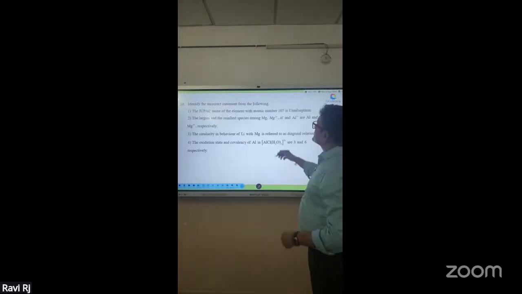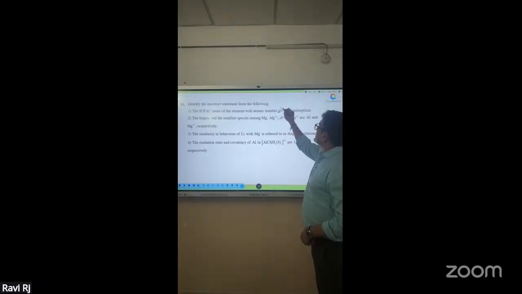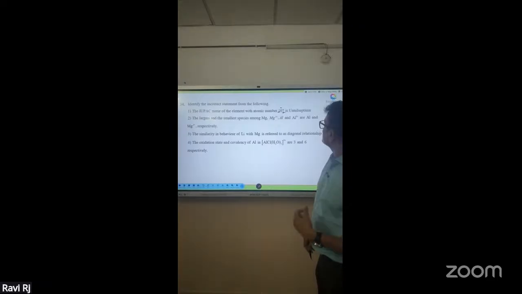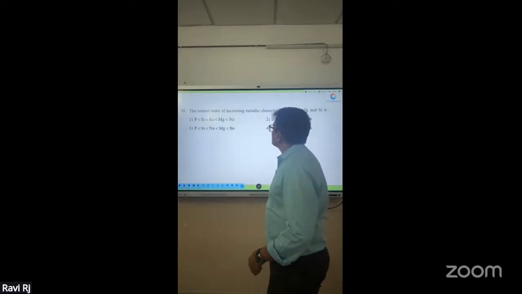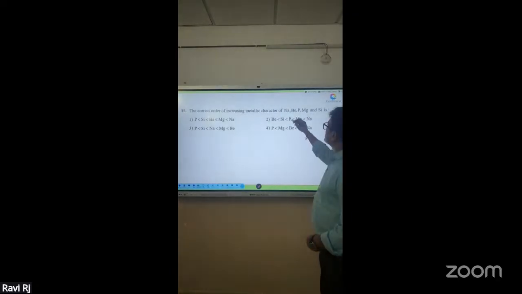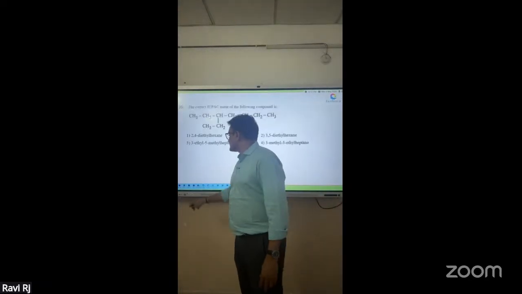Incorrect statement you have to identify. IUPAC 107, nilseptium. That's correct. Largest and smallest species among the following are given. Largest would be aluminium, because the orbit goes into 3 also. And smallest will be Al plus 3, not Mg plus 2, because the more the positive charge, the smaller the size. So incorrect is option 2. The correct order of metallic character, right? You know that sodium is more metallic. Then comes magnesium, sodium more than magnesium. Then beryllium is a metalloid. Okay. So 35 is a theoretical question.